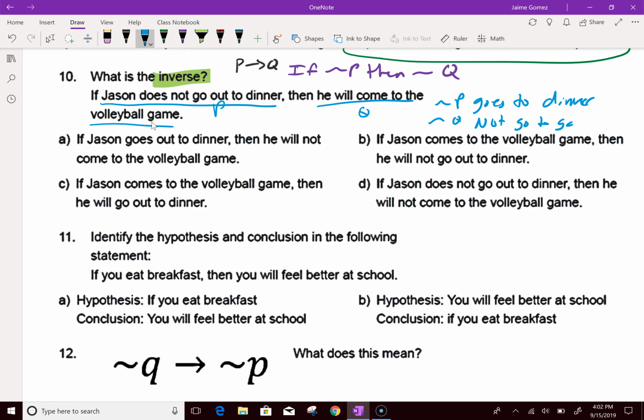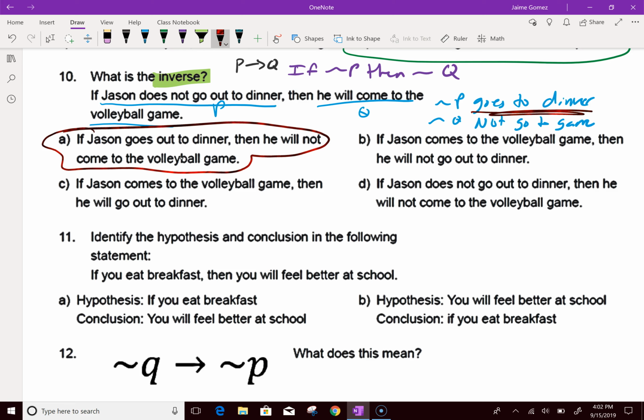Not go to game, so let's look for that. Which one says if he goes to dinner, then he does not go to the game? If he goes out to dinner, then he will not go to the volleyball game. It looks like letter A. Yep, letter A. It says he goes to dinner, right there. He does not go to the game.